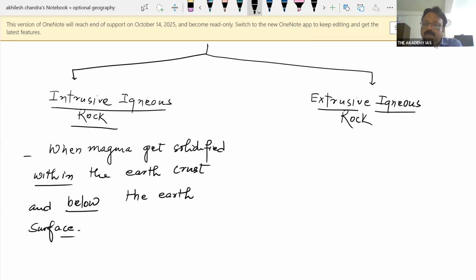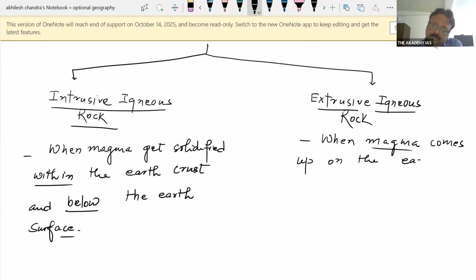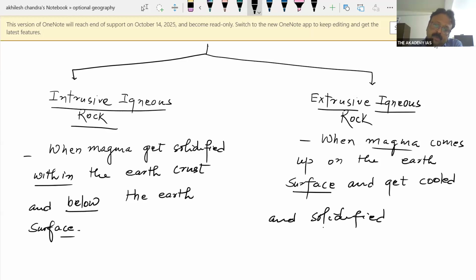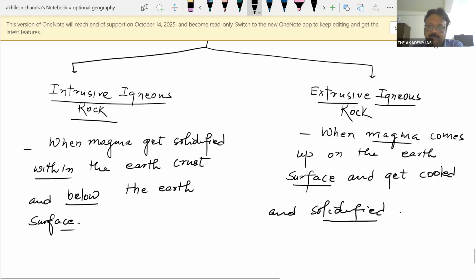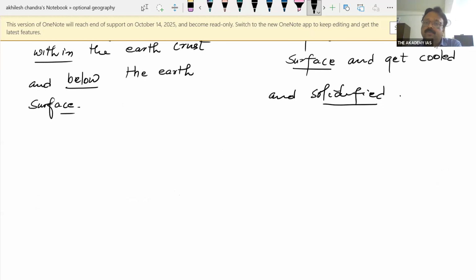While the extrusive igneous rock, when magma comes up on the earth surface and gets solidified, gets cooled and solidified, it is called extrusive igneous rock. Fine. Extrusive igneous rock is of two types.